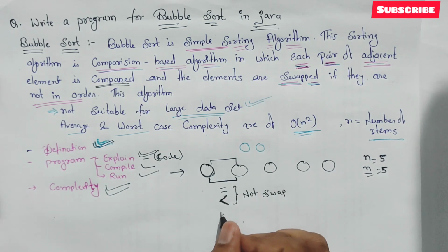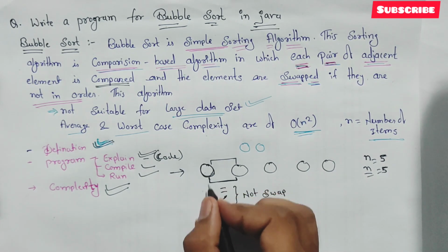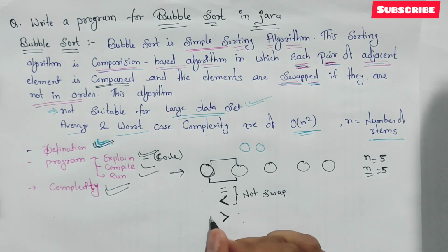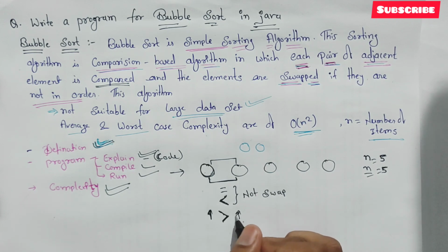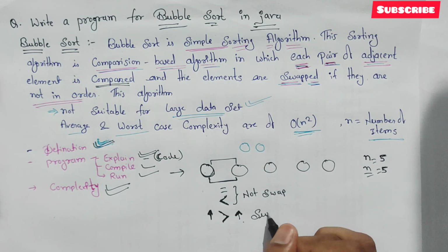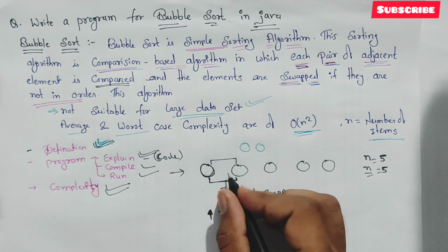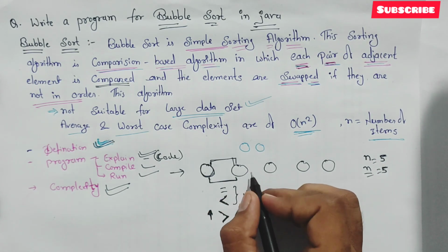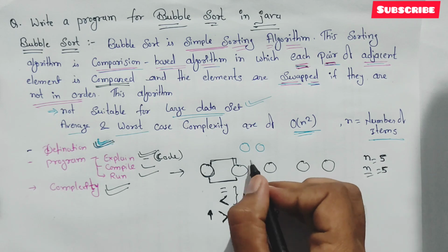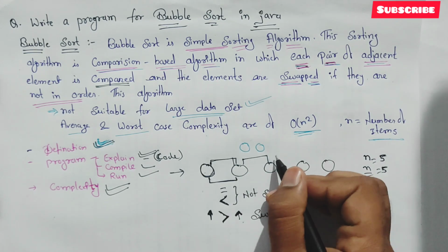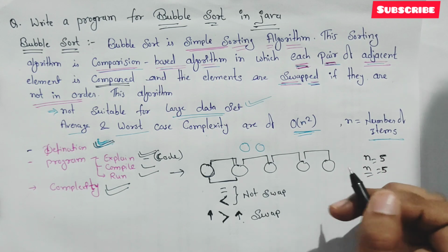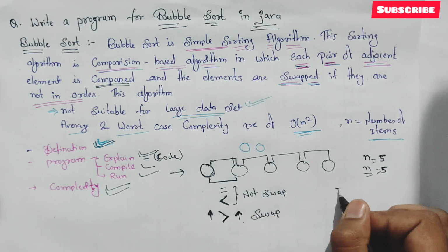And suppose the first element is greater than the next element. Then we need to swap, because a larger element is coming before the smaller element, so we will swap in this case. First we compare these two, swap on the condition, then apply the same to the next two elements, then the next two, and so on. This will happen in the first iteration.